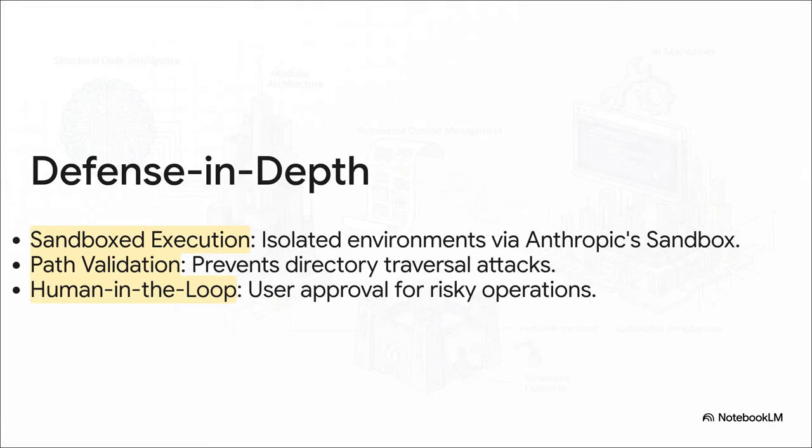So VT Code's solution is what's called a defense-in-depth strategy. It's not just one lock on the door, it's multiple layers of protection. First, it uses sandbox execution, leveraging technology from Anthropic to keep processes isolated. Then, it adds strict path validation, which stops the agent from snooping around your file system. And finally, for anything that could be risky, it puts a human in the loop. It has to ask you for permission.